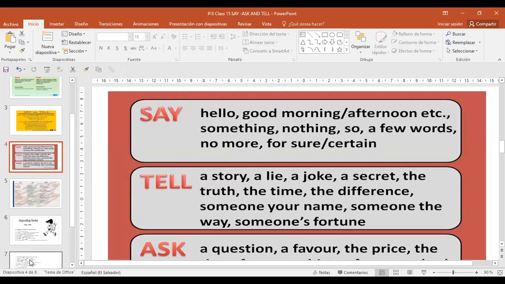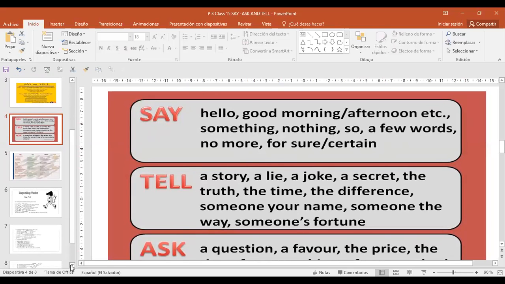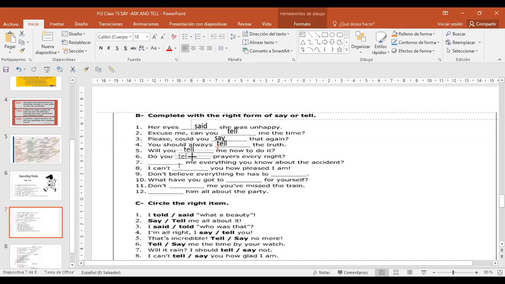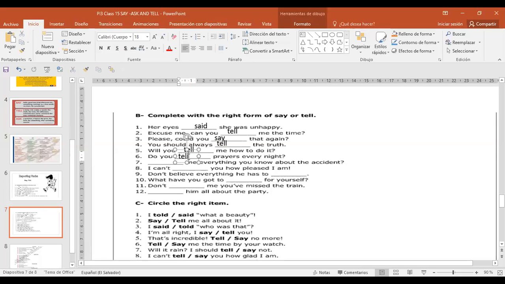En este caso vamos a utilizar tell. Did you tell prayers every night? ¿Verdad? Este es como decir una oración o contar una oración cada noche. Sin embargo, podemos decir que también se puede utilizar say. Do you say prayer? Porque también prayers, ya sabemos que puede ser literal. ¿Qué es un prayer? Un Padre Nuestro, ¿verdad?